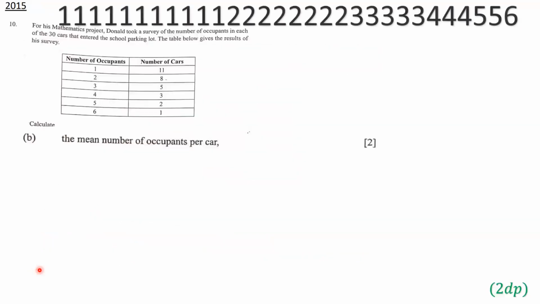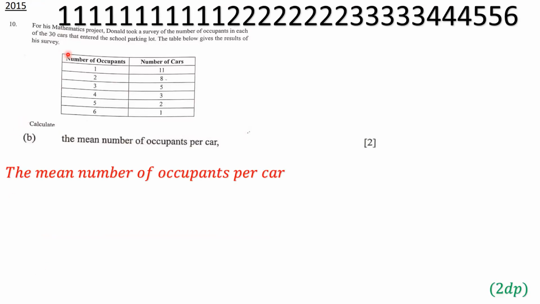Now we want to find the mean number of occupants per car. What we have to do is add the sum, which we already did. We added them all up and got 70, right? So it's going to be 70 divided by the amount of data points that we have.